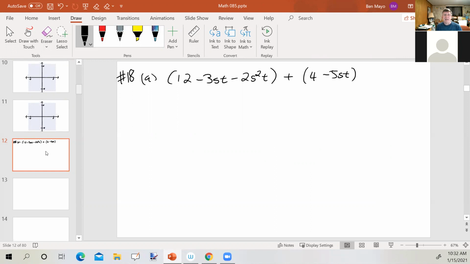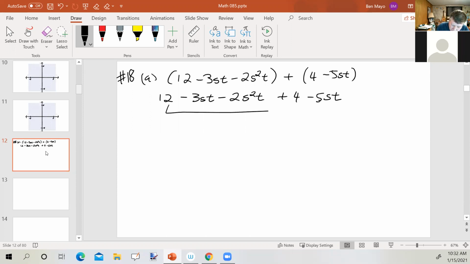All right, so we're adding two polynomials. Since there's nothing in front of the first polynomial, we can just get rid of the grouping symbol and write 12 minus 3st minus 2s squared t. Since there is a plus sign in front of the second set of parentheses, that would be like taking plus 1 times it and distributing that, we would just get plus what's inside. So getting rid of the grouping symbols, we've got that. The 12 and the 4 are like terms. The minus 3st and the minus 5st are like terms.